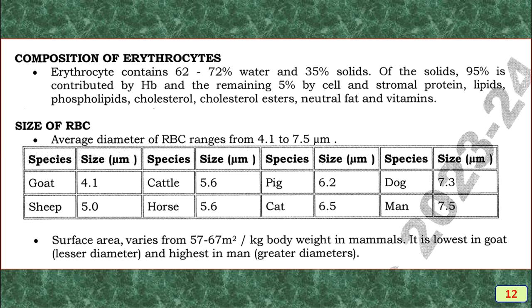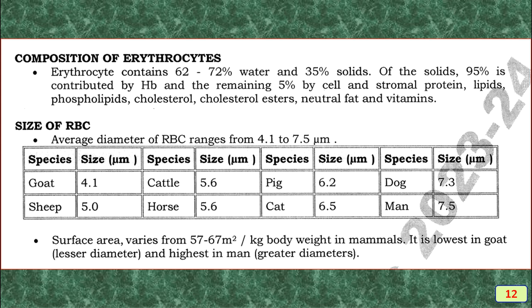The size of the RBC varies from one species to another. Taking the species and size in micrometers, goat is 4.1, sheep RBCs are a little more, 5, cattle 5.6, horse is also the same, pig is 6.2, then man's RBC is very high, that is 7.5 micrometers, and cat is 6.5.